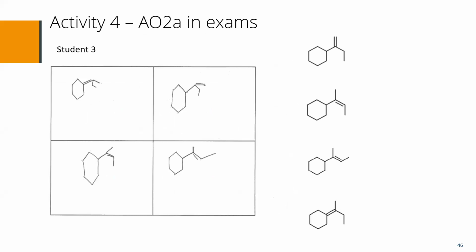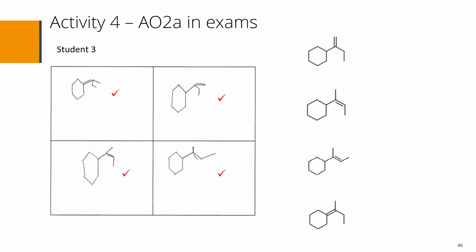Okay, there's the third student. Not the sort of bond angles we would like to see, but which of those are correct and are any incorrect? Not the best drawings in the world, but they are all acceptable. They're all correct. So that candidate scores 4 marks.